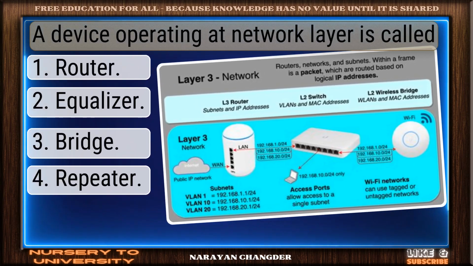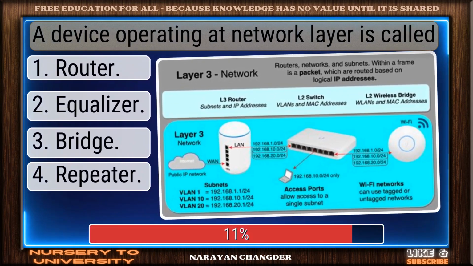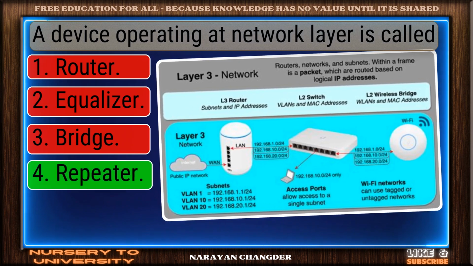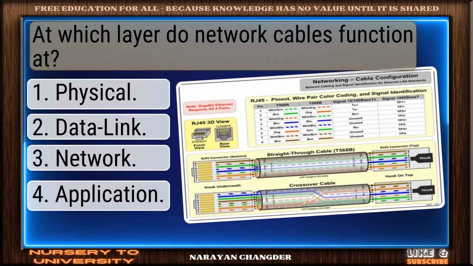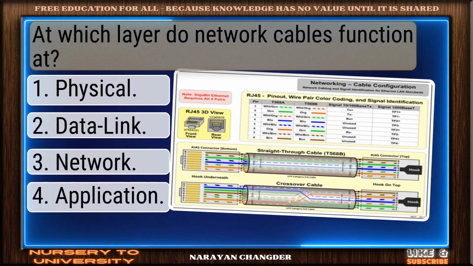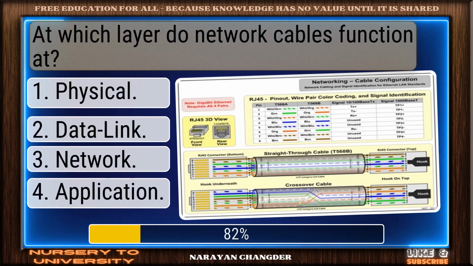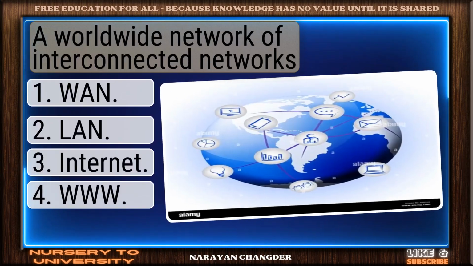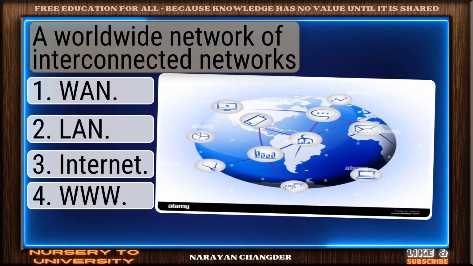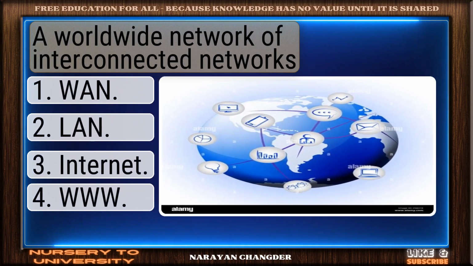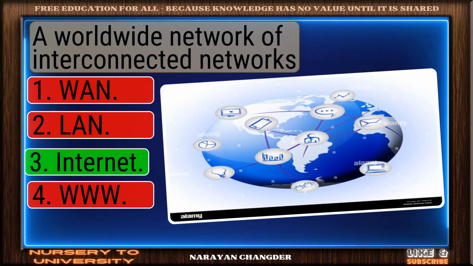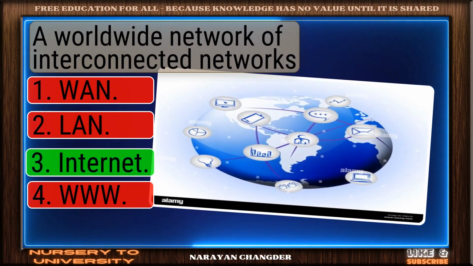A device operating at network layer is called? Right again. Repeater is valid. At which layer do network cables function at? Clear logic. Physical is sound. A worldwide network of interconnected networks. Solid response. Internet is valid.